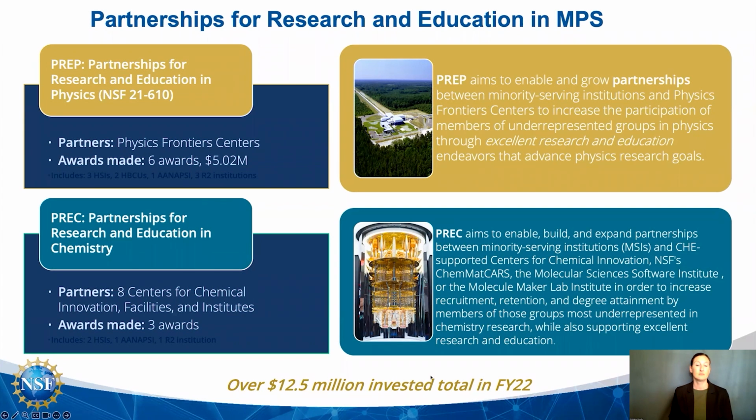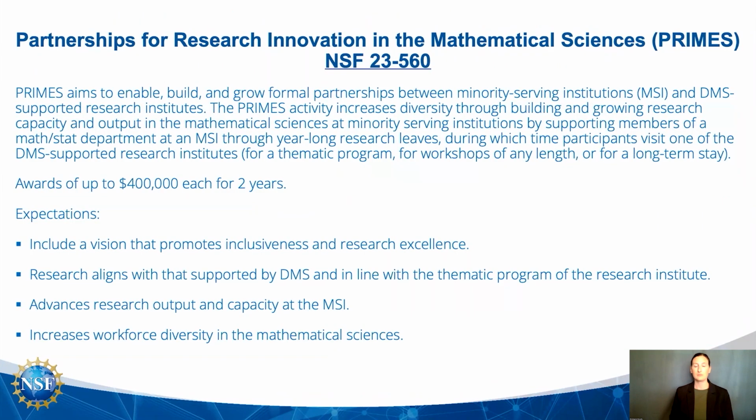And overall, over 12.5 million was invested in FY22. And these are tricky to find now because of the way the funding cycle works, we're after the end of a fiscal year. And so there are no new due dates for these. So I didn't put down the solicitation numbers because you need to look up PrEC and PrEP if you want to find more information, of which there's a lot, but it will be updated presumably sometime sooner rather than later. So next, this is the DMS one, Partnerships for Research Innovation in the Mathematical Sciences, PRIMES, it's a nice math word.